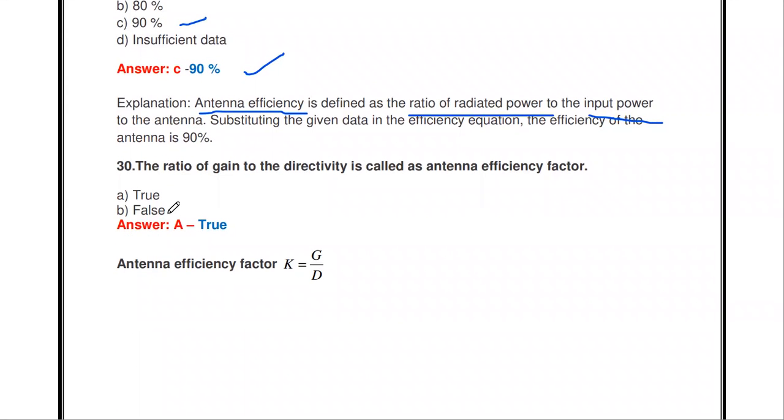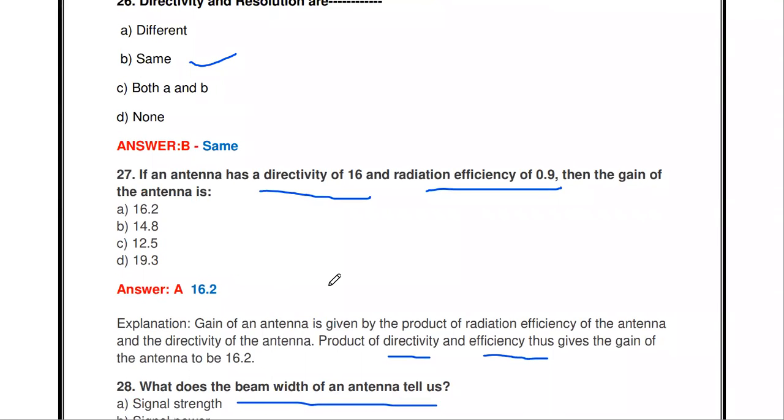Then the next one, the ratio of gain to the directivity is also called the antenna efficiency factor. True or false? True. The ratio of gain to the directivity is called the antenna efficiency factor, K. So this is the relation between gain, efficiency and directivity. These are some of the questions about the antenna parameters.